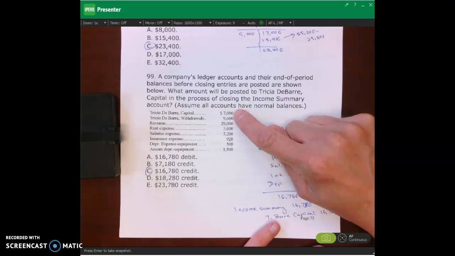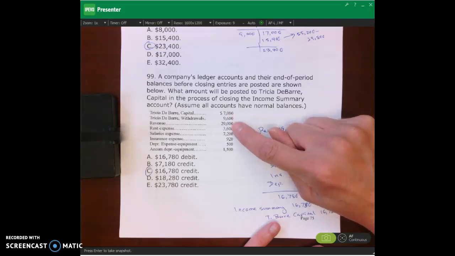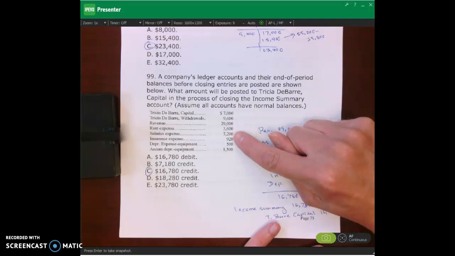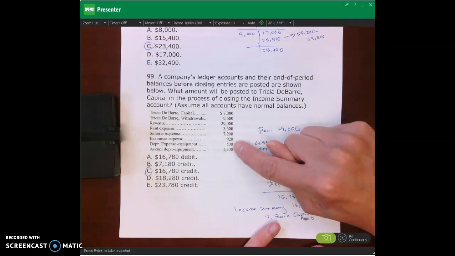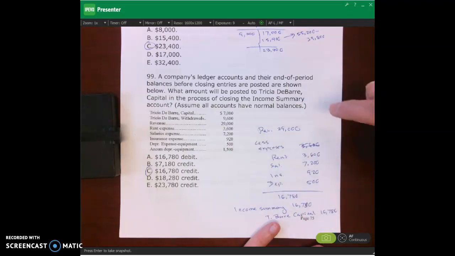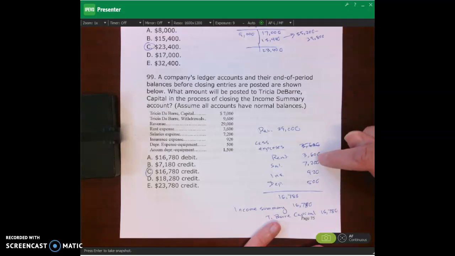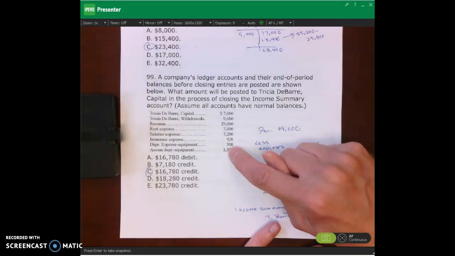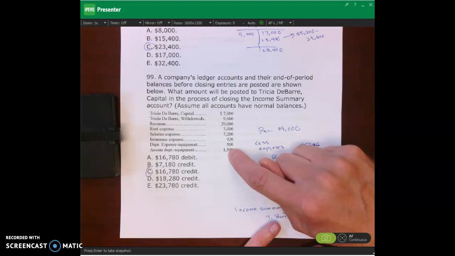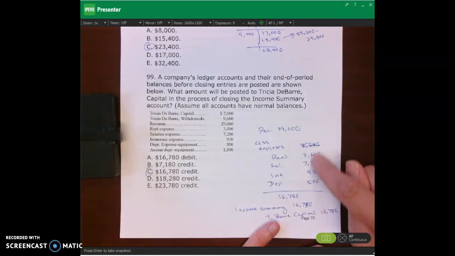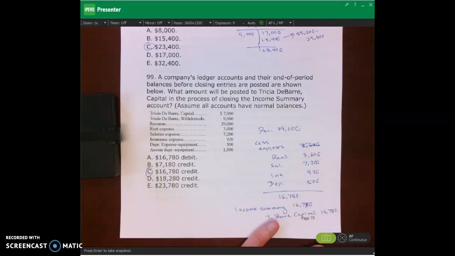So again, $7,000 capital, $9,600 withdrawals, $29,000 revenue, $3,600 rent, $7,200 salaries, $920 insurance, depreciation expense of $500, accumulated depreciation of $1,500. Take our revenues of $29,000, less our expenses of $3,600, salaries of $7,200, insurance expense of $920, and depreciation expense of $500. Not accumulated depreciation. This is a balance sheet account. This does not show up on the income statement. This is not an expense. This is a contra asset account on the balance sheet. So revenues minus all these expenses gives us net income of $16,780.